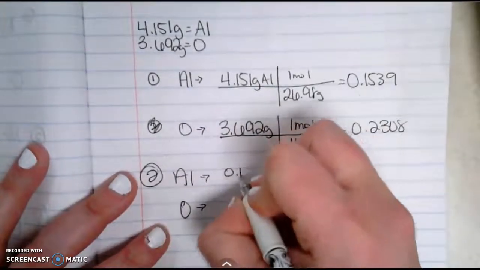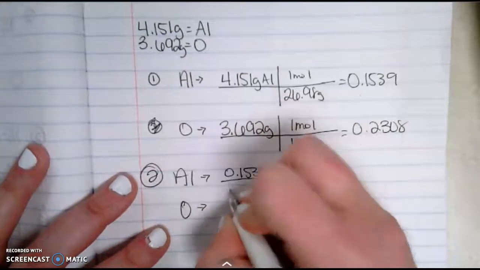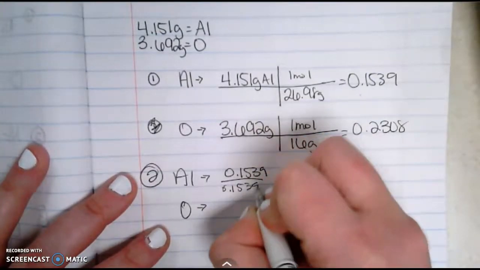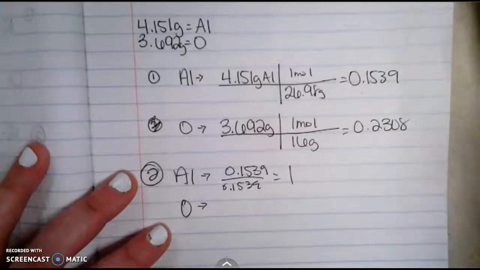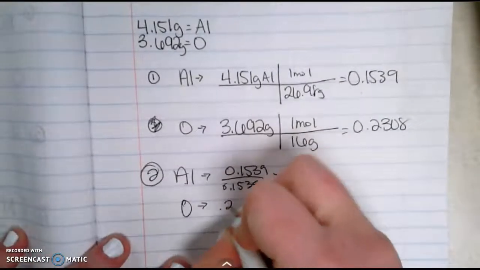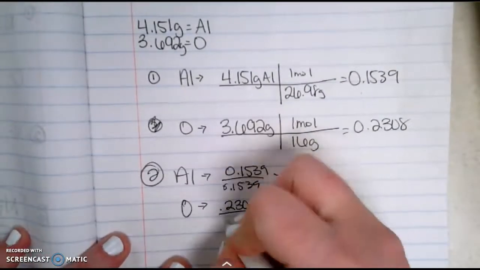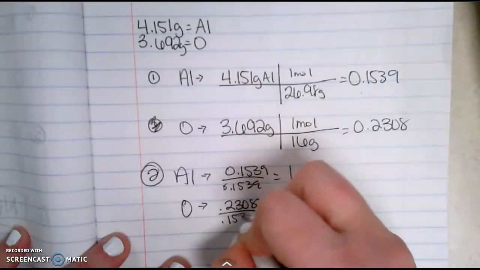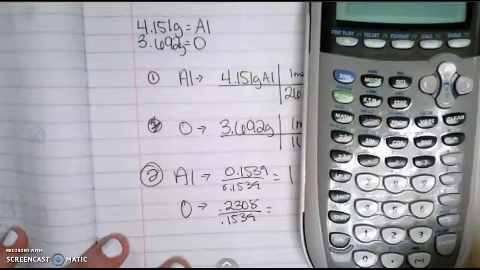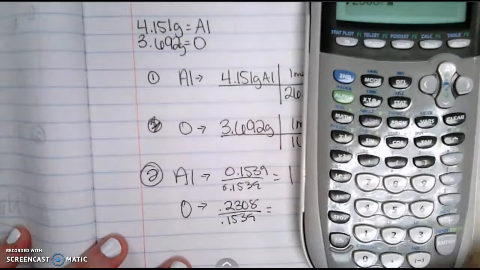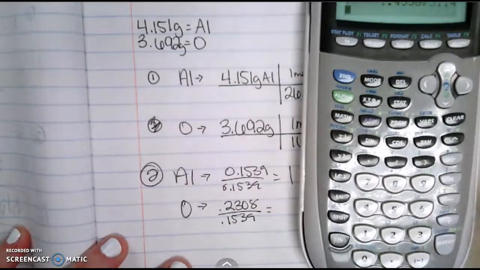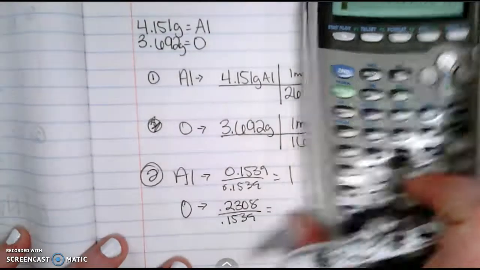So it's going to be 0.1539 divided by 0.1539, which equals 1. And then down here, we're going to take 0.2308 and divide that by 0.1539, and that gives us 1.5.